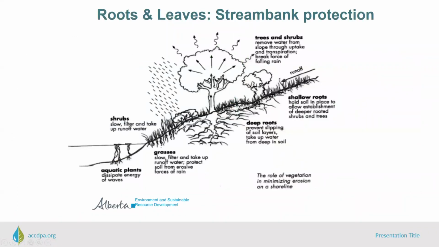For in-stream erosion, the same important functions once more. This is a riparian or streamside buffer. It reduces erosion by keeping soil in place, slows runoff, and helps to filter pollutants.